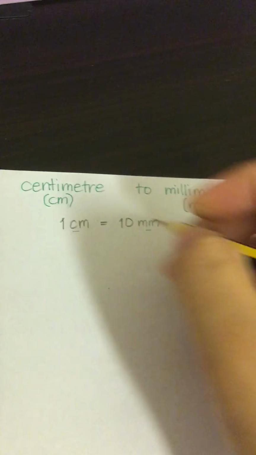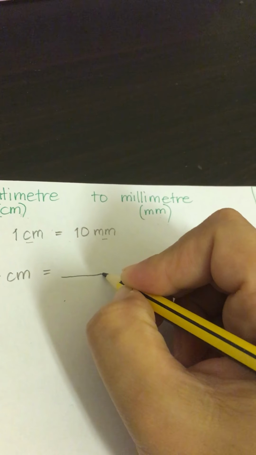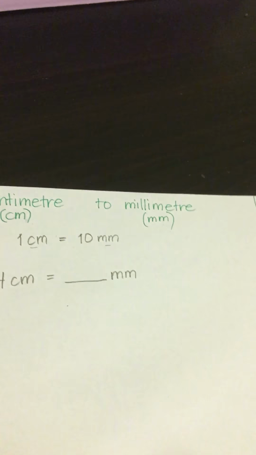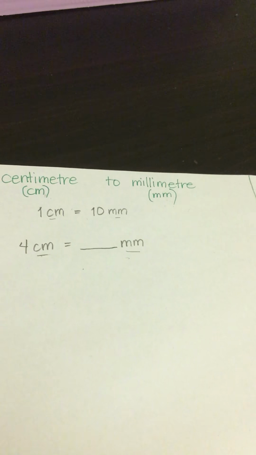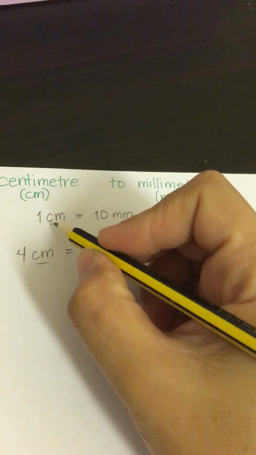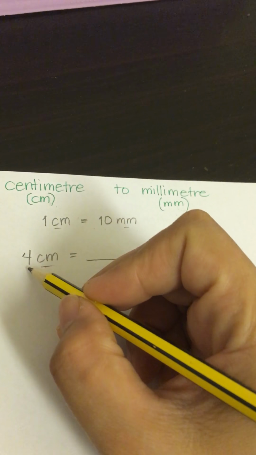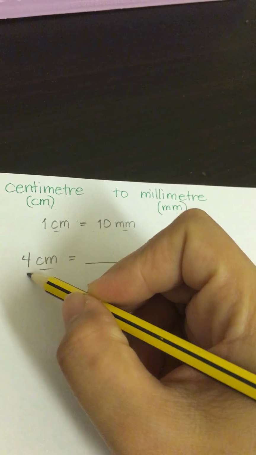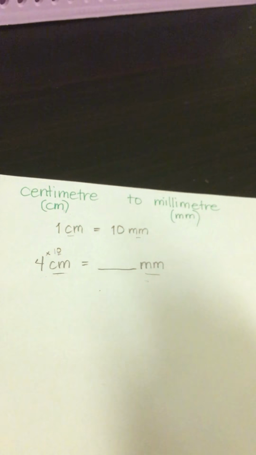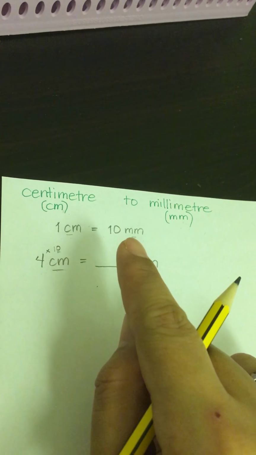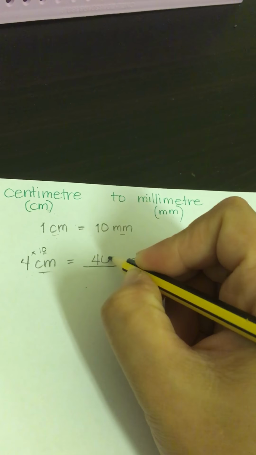Now, let us convert. For example, we have 4 centimeter. We want to find the equivalent length in millimeter. So from centimeter, we will change it into millimeter. First, you have to multiply. Since 1 centimeter is equivalent to 10 millimeter, if we have 4 centimeter, we need 4 times 10 millimeter. So 4 times 10, the answer will be 40.